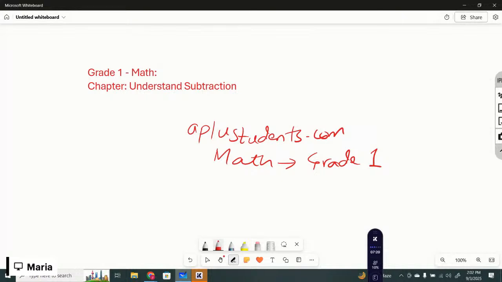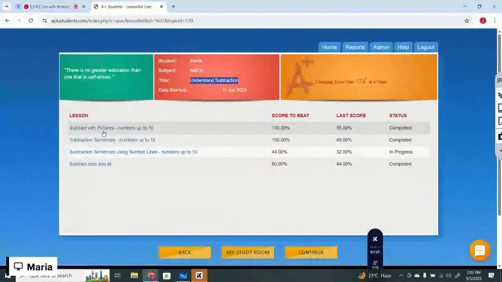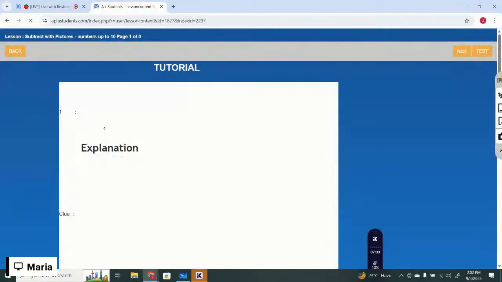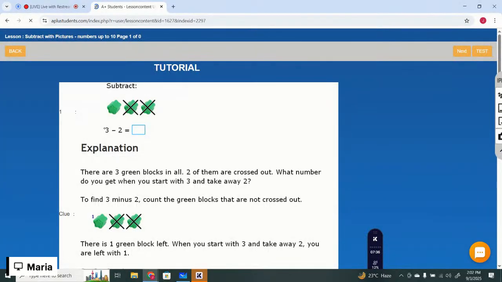Okay, here I am on Grade 1 Math. The chapter we are on right now is Understand Subtraction. Let's start with the first lesson, Subtract with pictures, numbers up to 10. Okay, 3 take away 2. So we are given 3 blocks. We need to subtract 2.